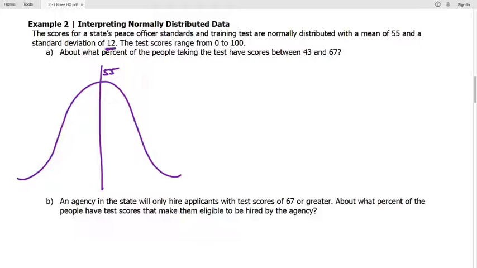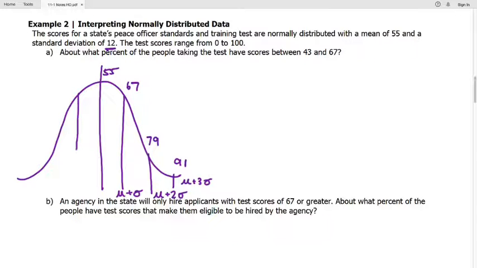So as I'm counting out the rest of the test values, if I go 12 to the right, we're now at 67. That's one standard deviation away. If I go 12 more to the right, that puts us at 79. That's 2 standard deviations away. If I go one more, we're at 91 here. That would be 3 standard deviations away.